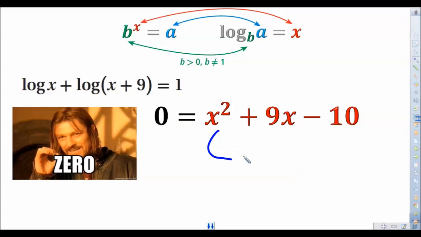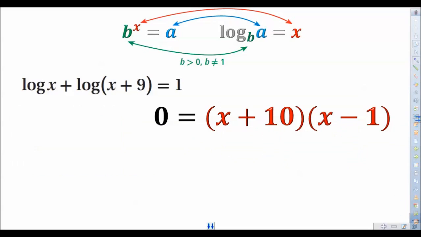Yeah, this is a nice little factor job. And we got to come up with two numbers whose product is negative 10 and their sum is 9. Right? It's got to be a positive 10 and a negative 1, which will give us two solutions here, right? Negative 10 and 1.